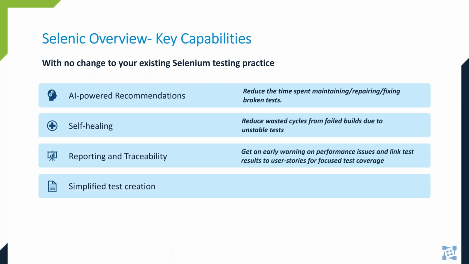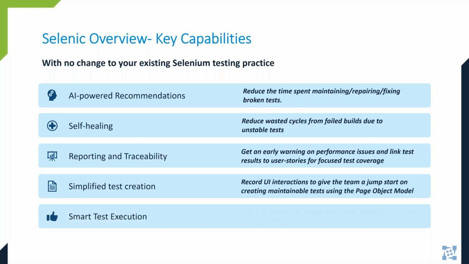So again, with Selenic, you can continue to use Selenium with no change to your existing Selenium testing practice. We have showed you AI-powered recommendations and how that helps you reduce time spent maintaining, repairing, and fixing those broken tests. We showed you how our self-healing works with Selenic, which helps you reduce wasted cycles from failed builds due to unstable tests. We showed you the report and how you can get an early warning on performance issues and link test results to user stories for focused test coverage.